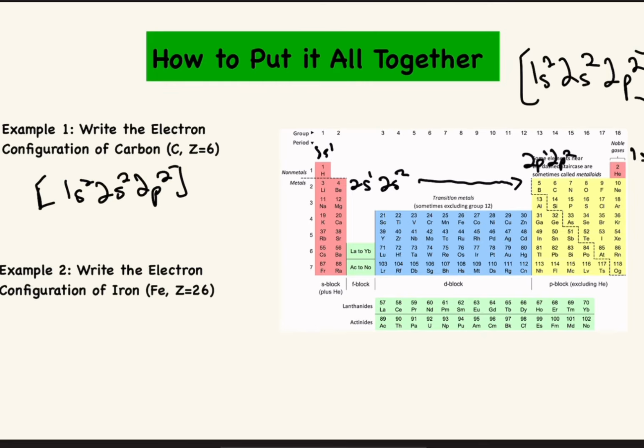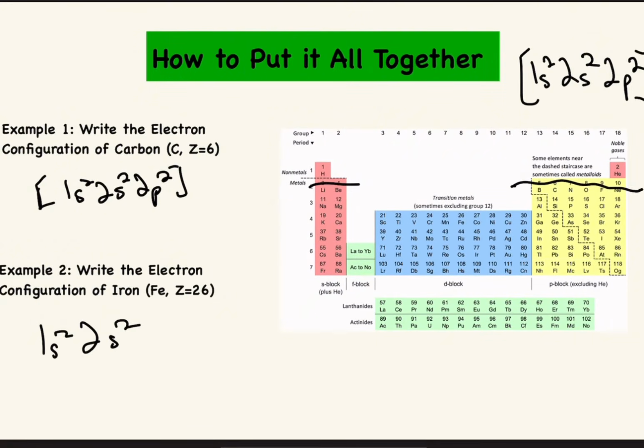Moving on to example 2, write the electron configuration of iron. Once again, we can just erase this really fast and say, okay, we started with hydrogen, which was 1s1, and helium was 1s2. So we'll write 1s2, and we can just cross out lithium and beryllium, and that was 2s2. Because we know iron is going to be Fe, atomic number 26, we'll just move pretty fast. And then this whole row is going to be 2p6, because we fill all these electron orbitals as we're making our way down.